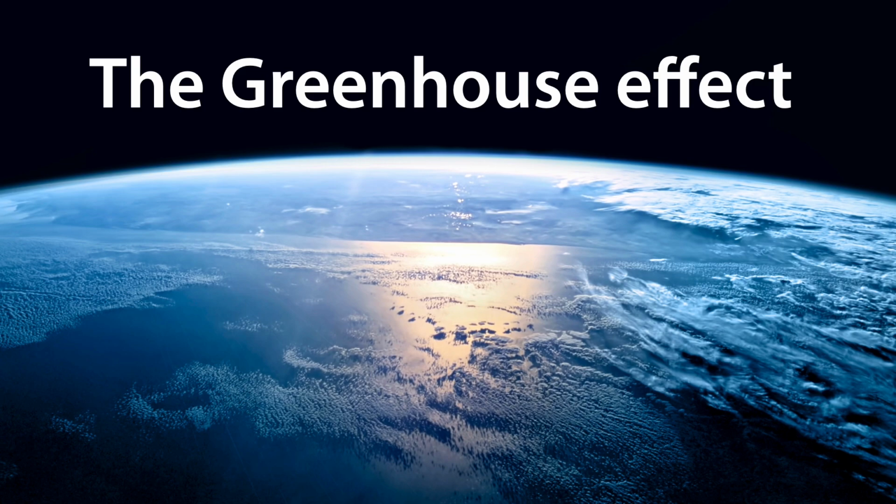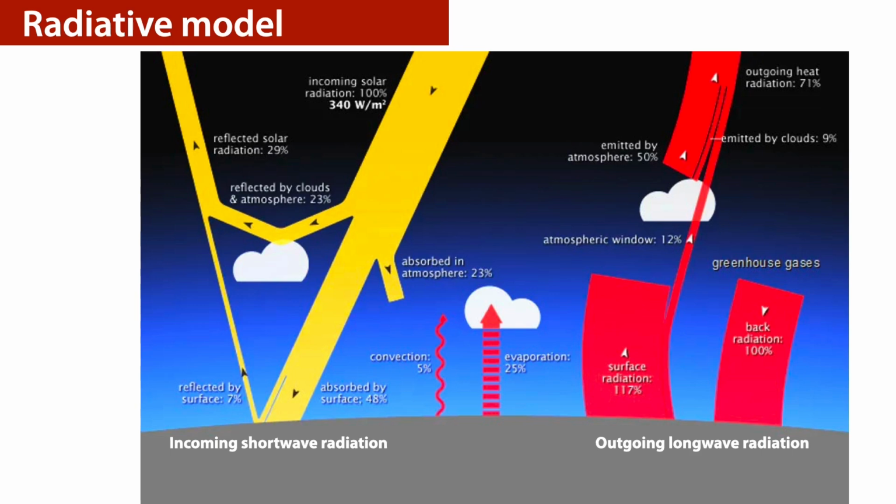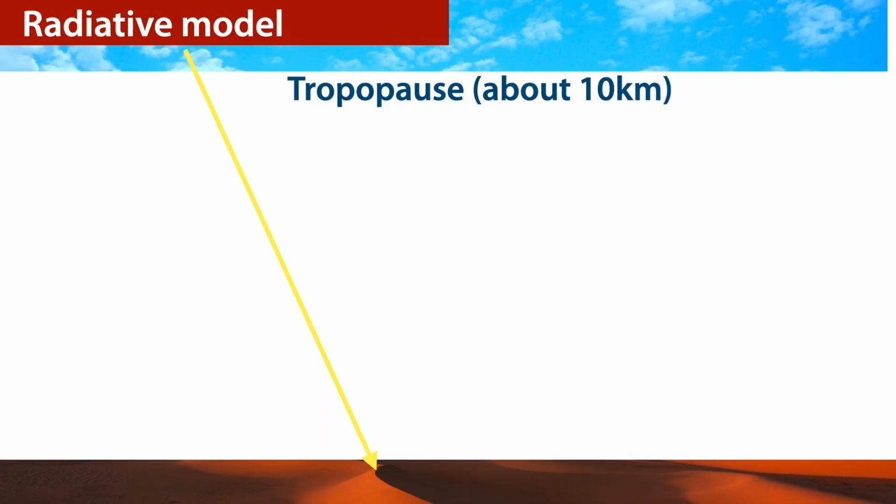Now I want to describe the greenhouse effect. I'll try to make it simple, but in reality, it's very complex. The radiative model uses the energy balance diagram we're used to seeing. That red strip on the right represents back radiation, which sends energy back down to the surface and keeps the surface warmer than it would be otherwise. So let's start at the beginning.